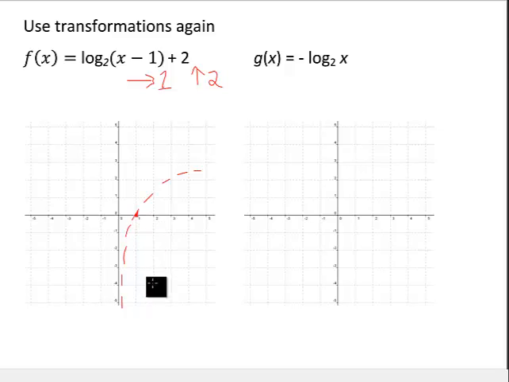Again, this is sort of our pivot point, like the point 0, 1 was before. So we're going to move this point to the right 1 and up 2. Don't forget that the vertical asymptote also moves, so that moves to the right. And it looks like this, and so now we can draw in our function. Again, we're keeping the same general shape, we're just applying transformations as necessary. So again, our basic function looks like this.